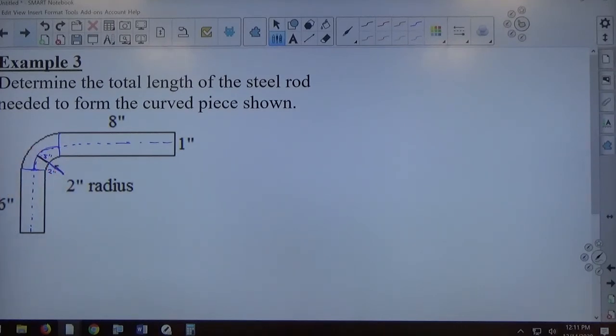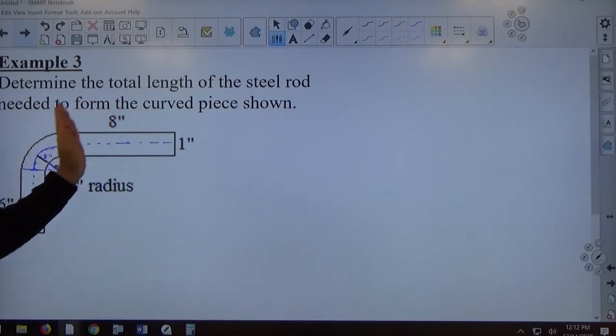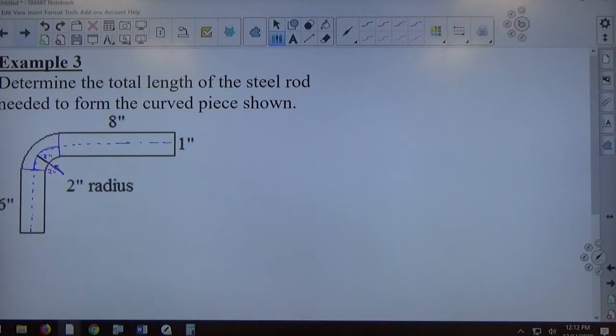So if I'm looking at this as a problem involving the length of the steel rod needed to do this, 6 inches plus 8 inches plus this curved piece. Is that curved piece a circle? Is it part of a circle? Sure. How much of a circle is it in fraction world? A fourth of it, right?